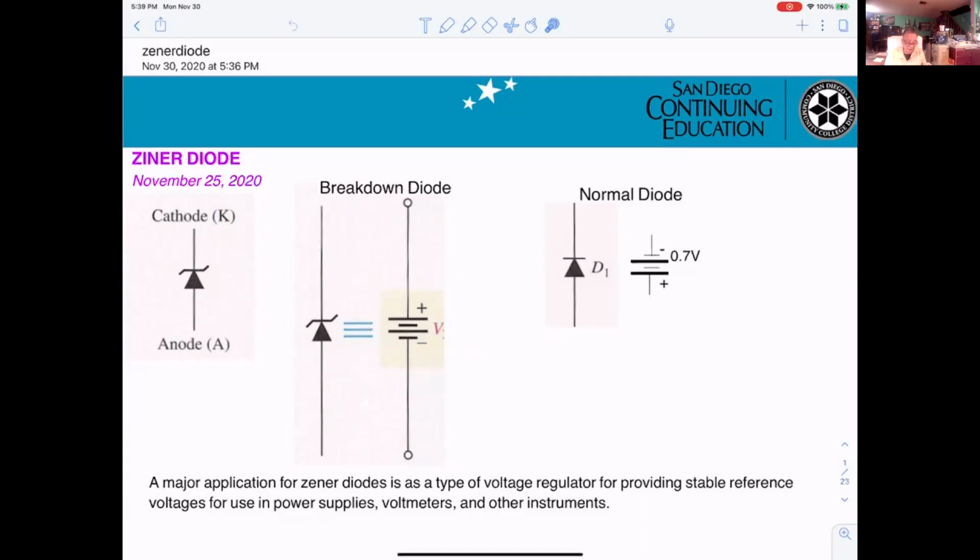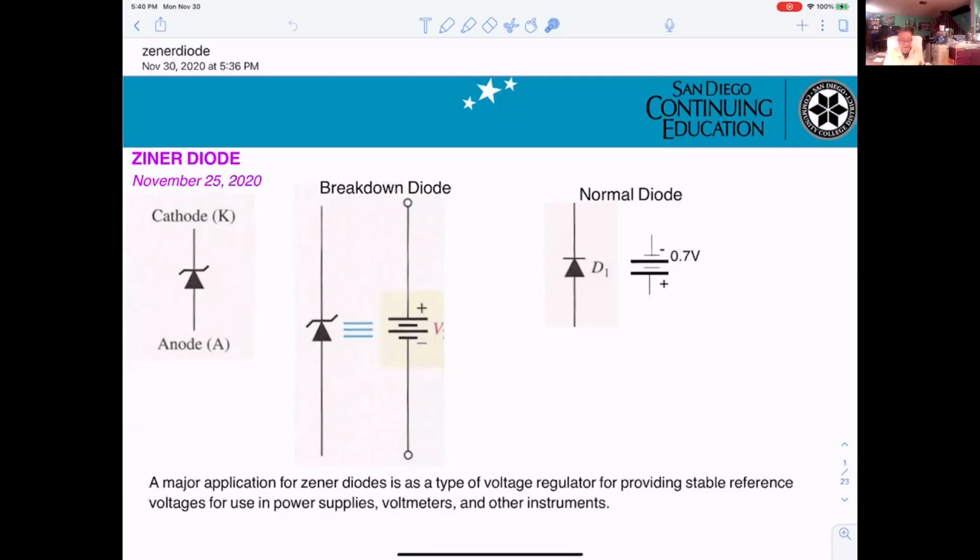So they say a major application for the Zener diode is as a type of voltage regulator, providing a stable reference voltage for use in power supplies, or even in a voltmeter or other instruments.